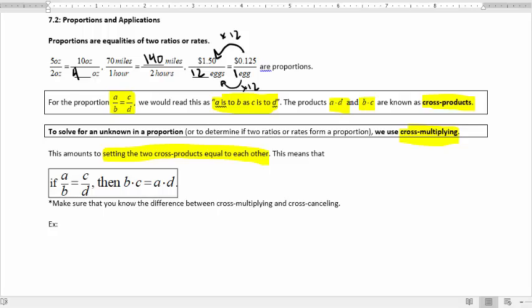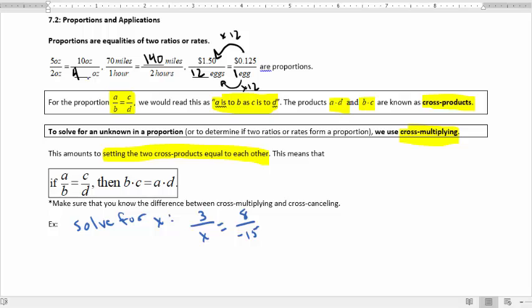So the other way that we can use cross multiplying with proportions is to solve for an unknown in a proportion. Okay, so they might ask you to solve for x in a proportion such as, all right, 3 over x is 8 over negative 15. What is x?